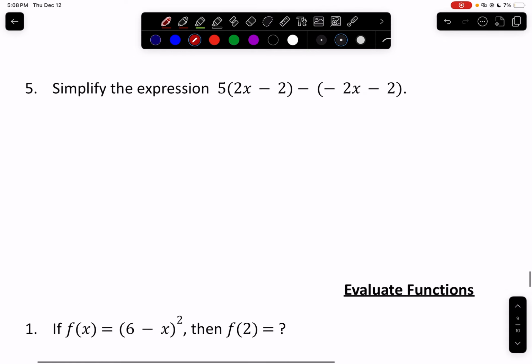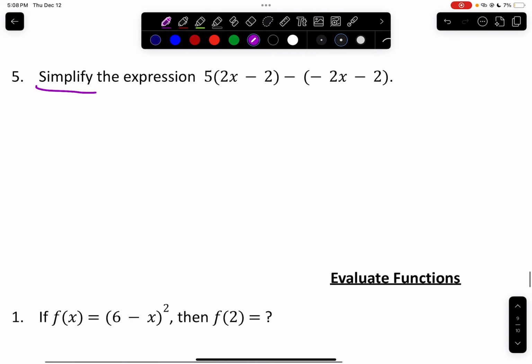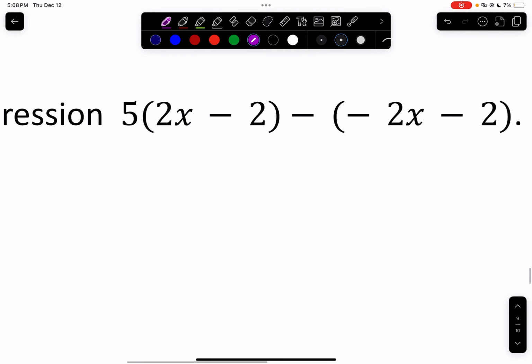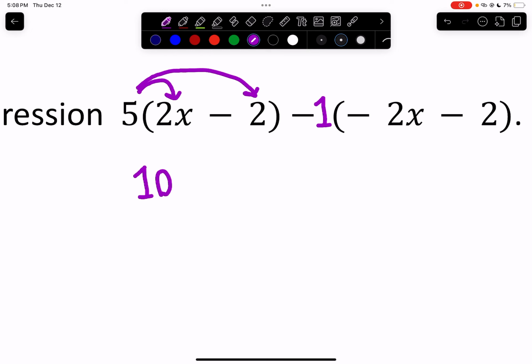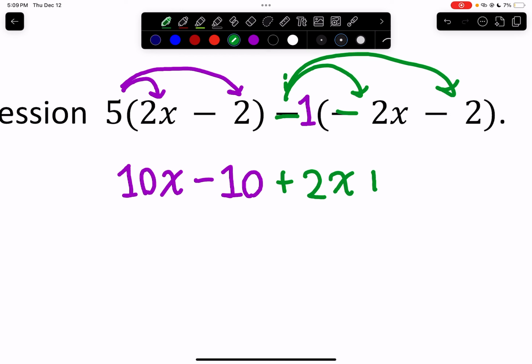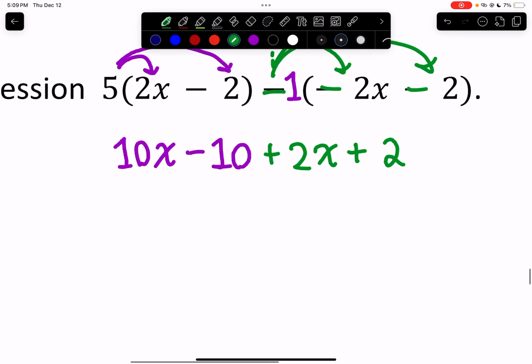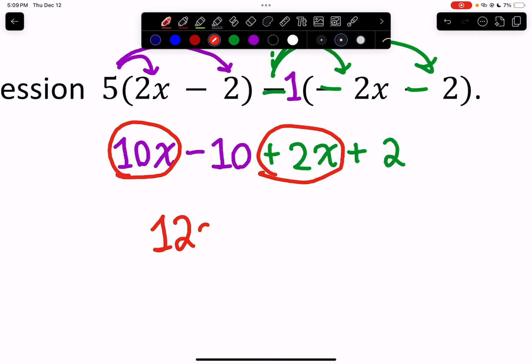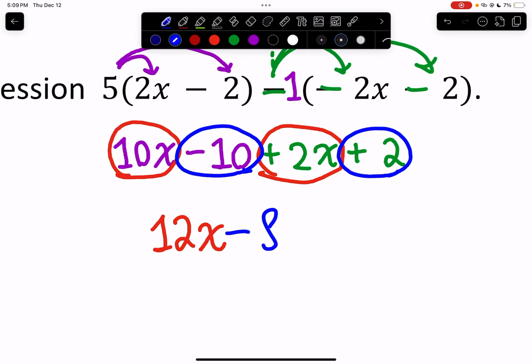Okay, number 5. Once again, simplify, distribute, combine like terms. Let's do it. So I'm distributing a 5 right here. I'm distributing a negative 1 right here. We get 10x minus 10. And then here we get negative and negative, so plus 2x and then plus 2. So combining our like terms, 10 and 2 make 12x total. And then negative 10, positive 2 make negative 8 total.